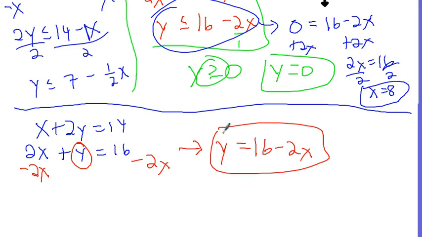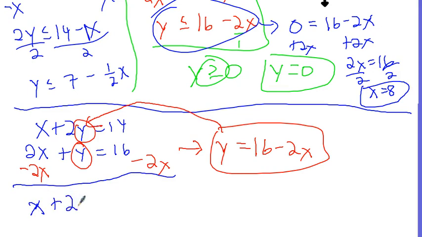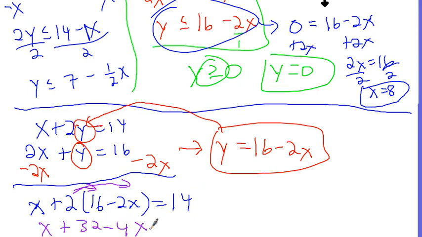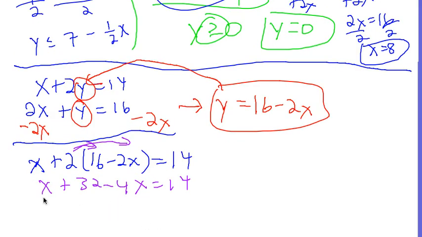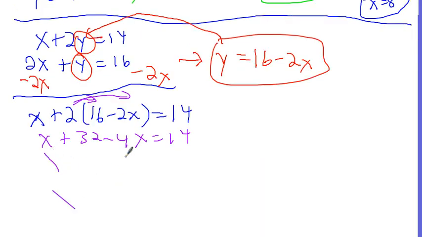And I'll take that equation and plug it into the top equation, the one I haven't used yet, for y. And so I will get x plus 2 times (16 minus 2x) equals 14. And then I'll solve this equation for x. So I'll distribute the 2. I'll get x plus 32 minus 4x equals 14. I'll combine these like terms.